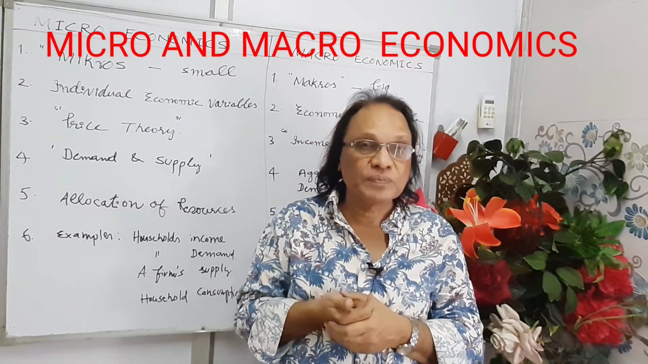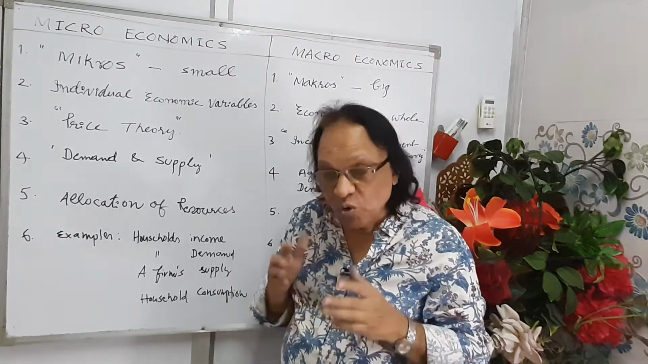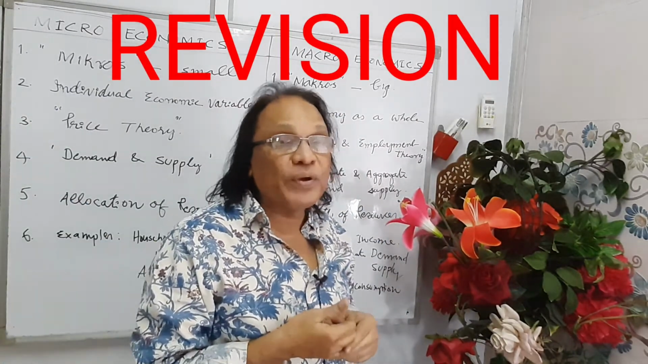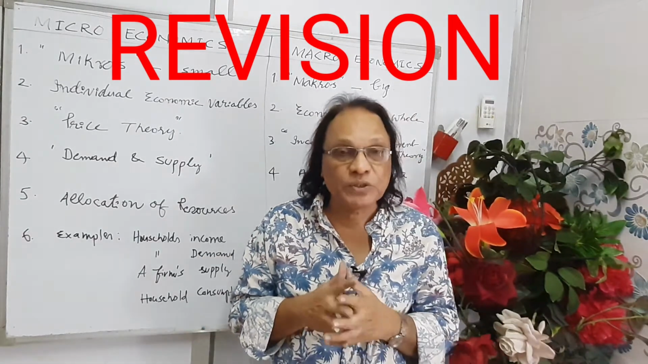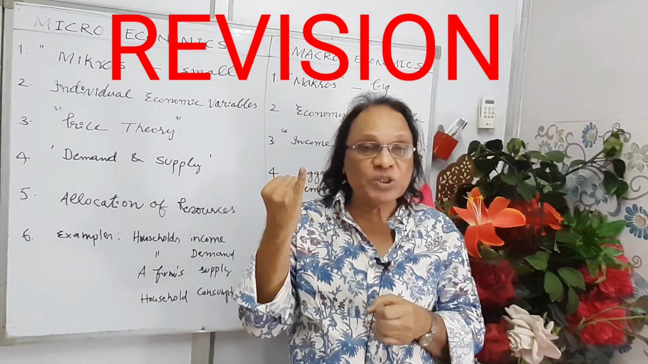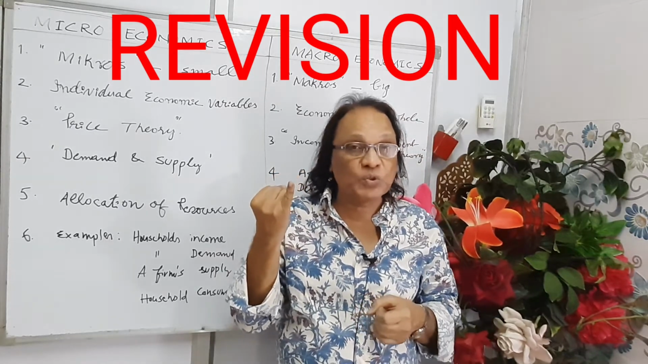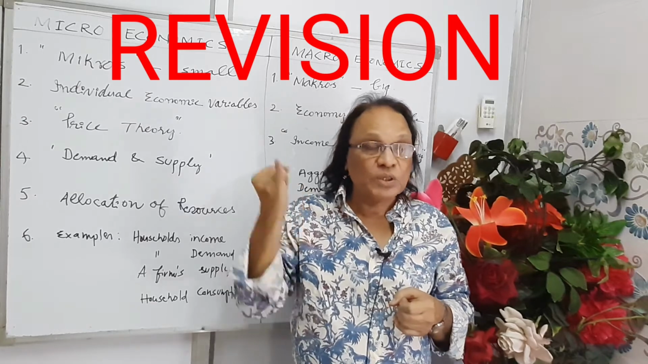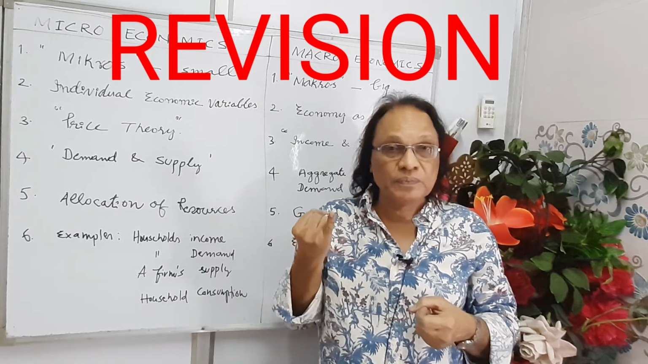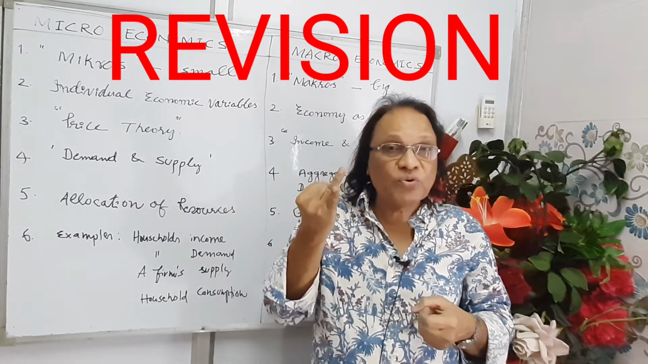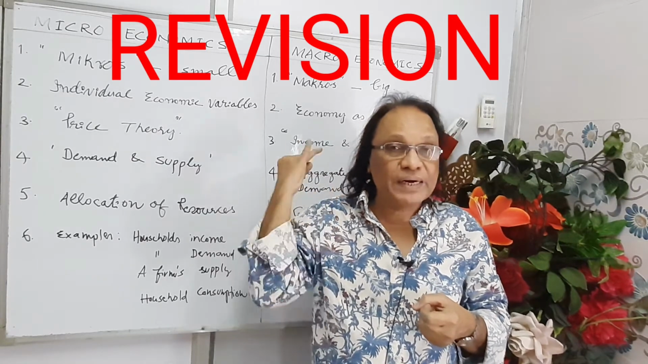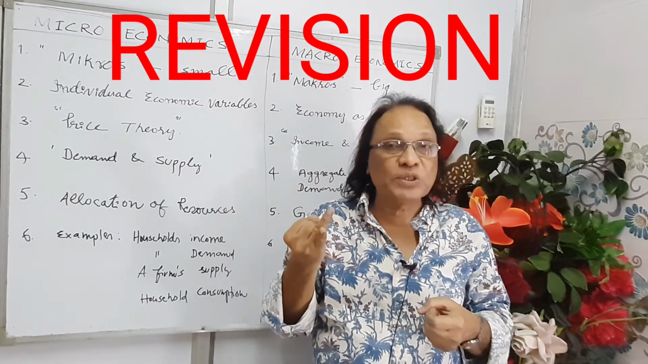That's macroeconomics. So let's sum up the whole discussion we have had. Differentiate between microeconomics and macroeconomics. The first point: the word microeconomics is derived from the Greek word mikros, which means small. The word macroeconomics is derived from another Greek word makros, which means large. Microeconomics is also called price theory. Macroeconomics is called income and employment theory.